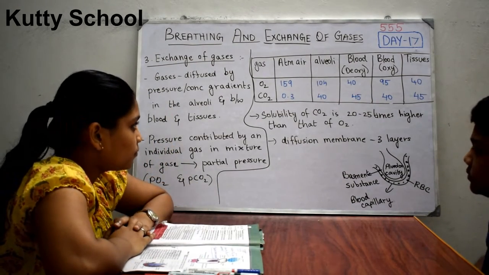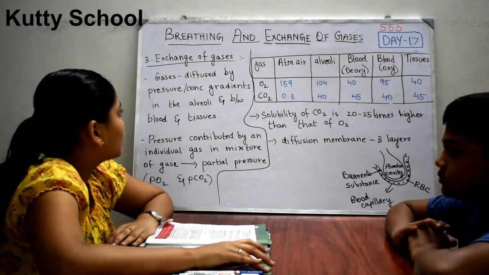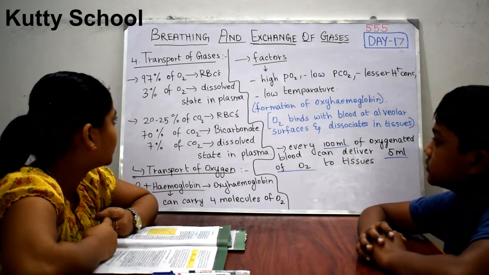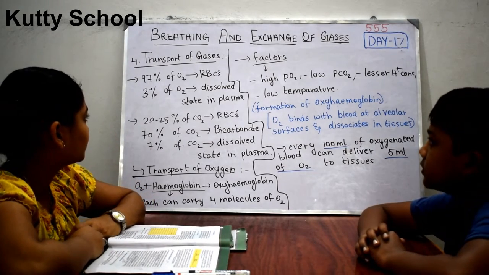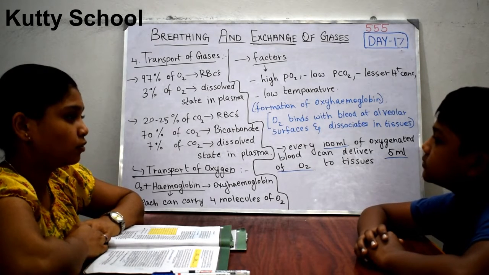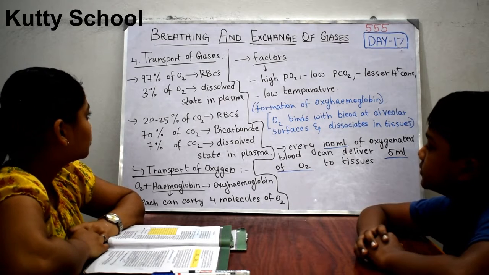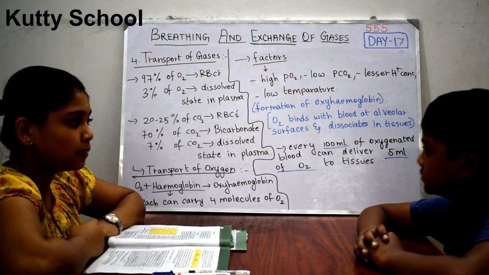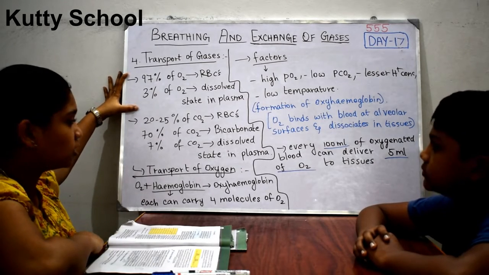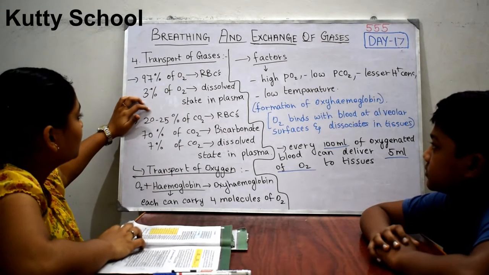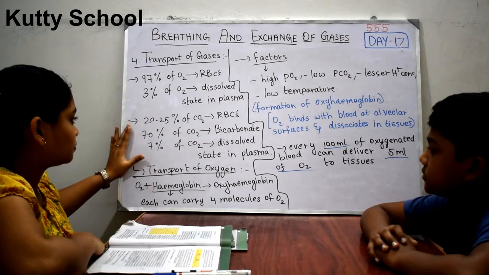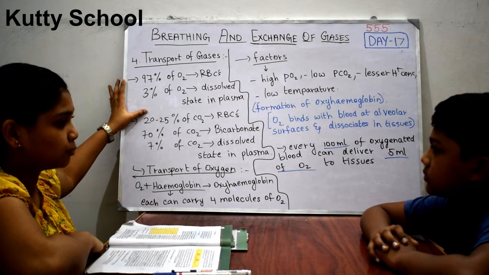Next we will go to the fourth topic, which is transport of gases. In this topic we are going to see how gases like oxygen and carbon dioxide are transported. First we will see what substances help in the transport of these gases. 97% of oxygen is transported by RBCs and 3% of oxygen is transported in the dissolved state in plasma. So this is transport of oxygen.